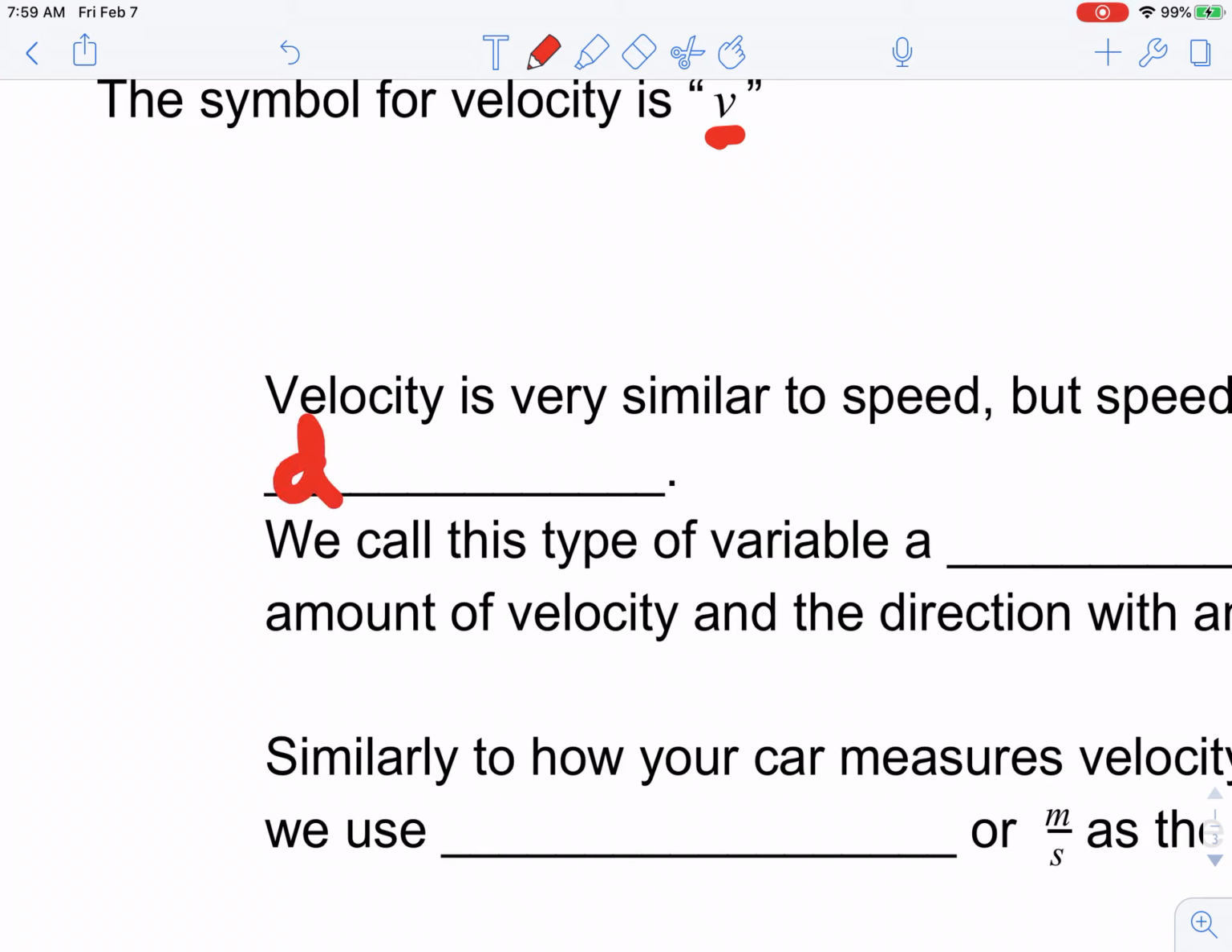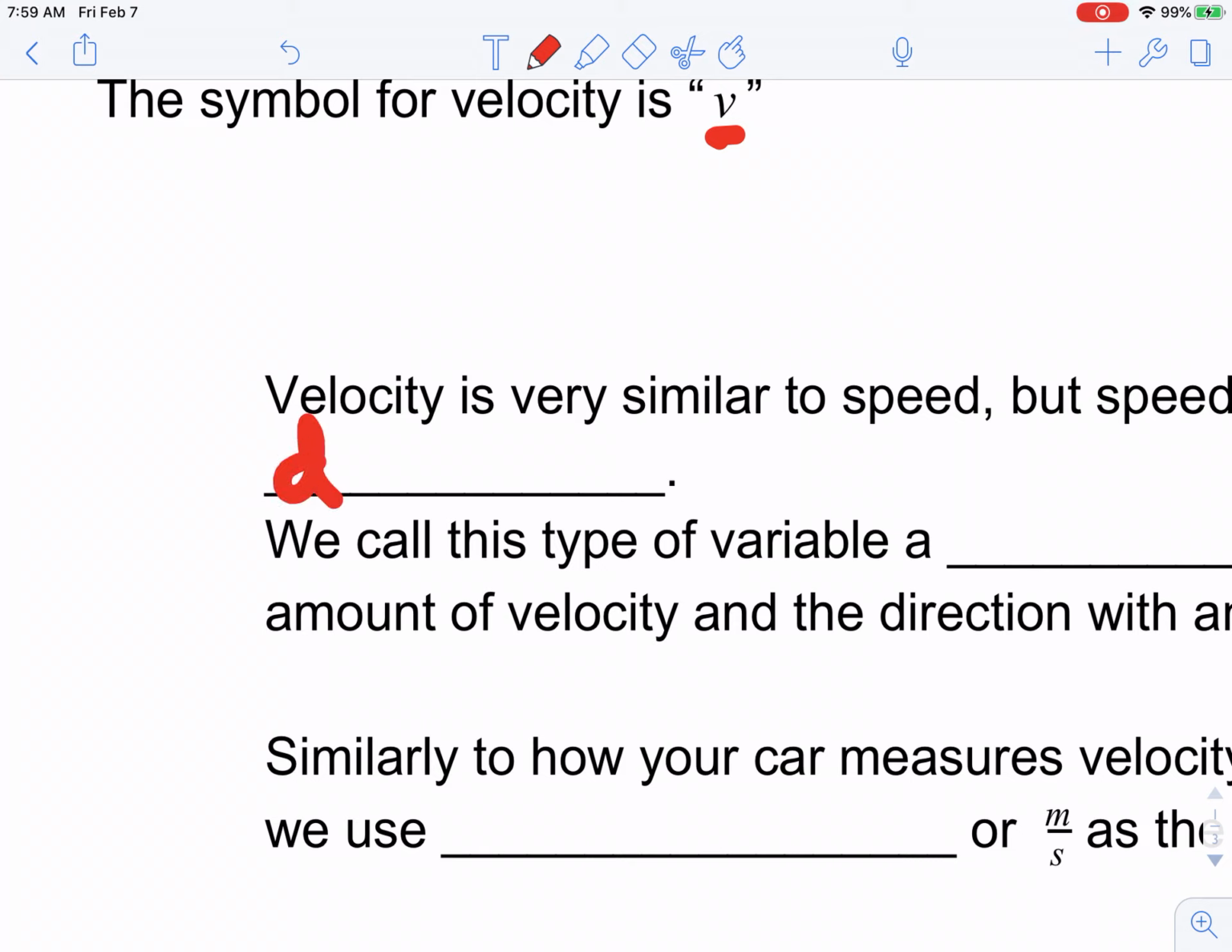A vector variable. Now, that was kind of confusing. I'm going to cross this out here. When we say this type, I mean the velocity type, not the speed type. Velocity, not speed. So the velocity variable is a vector variable. Speed is a scalar variable, which we'll talk about sometime in the future.